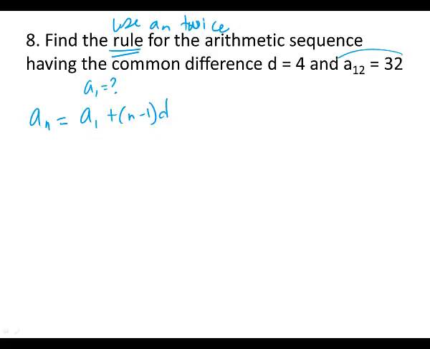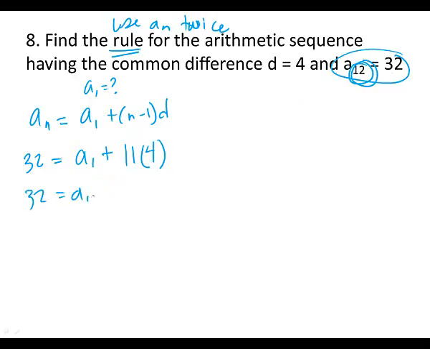Okay, so I'm doing that formula. I'm going to start by using this information here. So what am I going to put in for a sub n? 32. Good. And I don't know a sub 1. That's what I'm trying to find. Plus, what's my n value on that? 12. What's 12 minus 1? 11. Do I know the difference? What's the difference? 4. Good. So what is 11 times 4? 44. And I'm going to subtract the 44 to the other side. So what is a sub 1? -12.